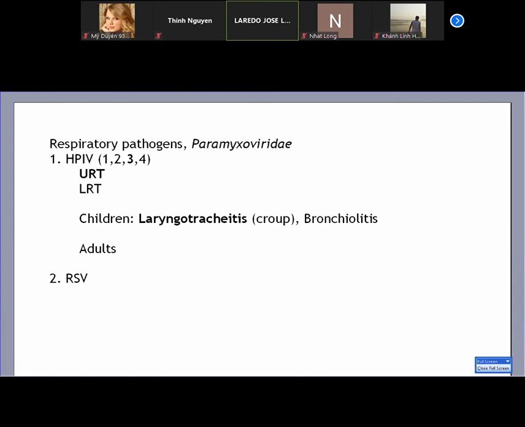Croup. So, laryngotracheitis, the child is coughing, as I show you. So, cough, the barking cough. Barking cough is like a dog, barking cough. Stridor. Stridor is the sound when inspiring.